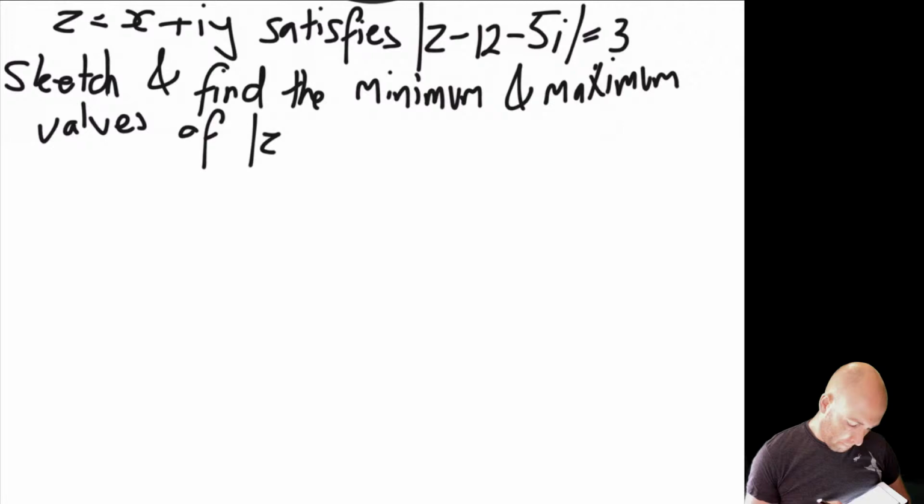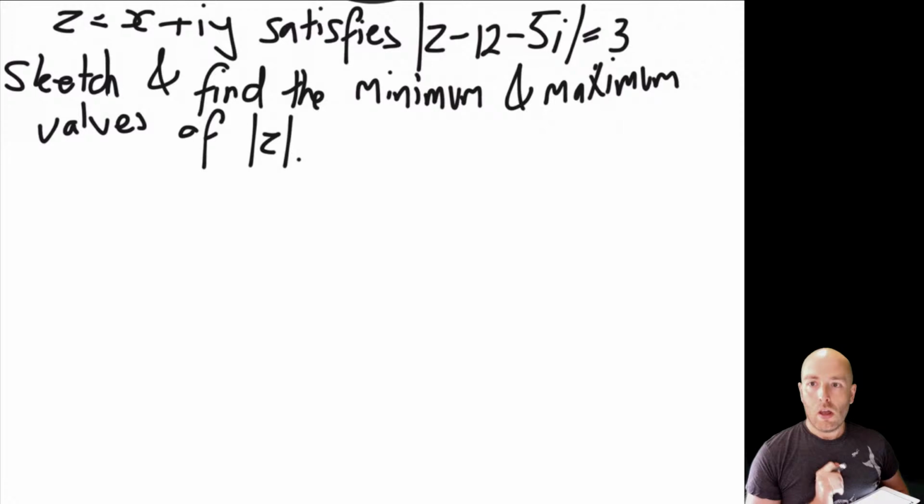So, a complex number z satisfies that equation there. Sketch it and find the minimum and maximum values of the modulus of z. Tricky. Do a sketch. What is the modulus of z? What does that mean? Remember, z is any point on the curve. So, what is the min and max value of z? Yeah, give it a go. I'll give you guys 4 minutes for this one. Maybe longer. I'll give you five minutes, and we'll see how you go.